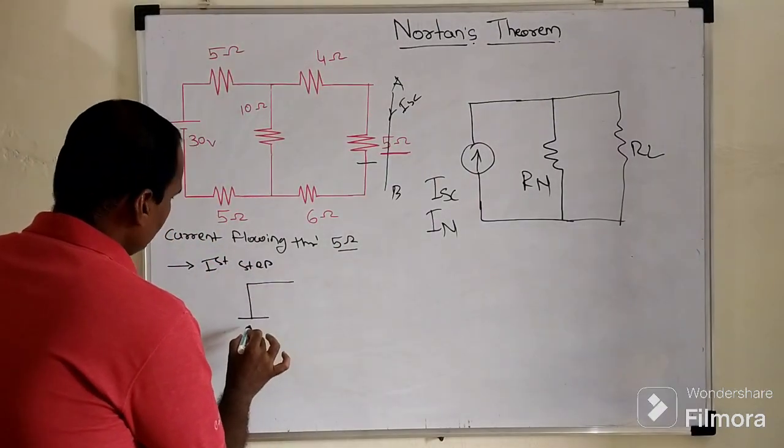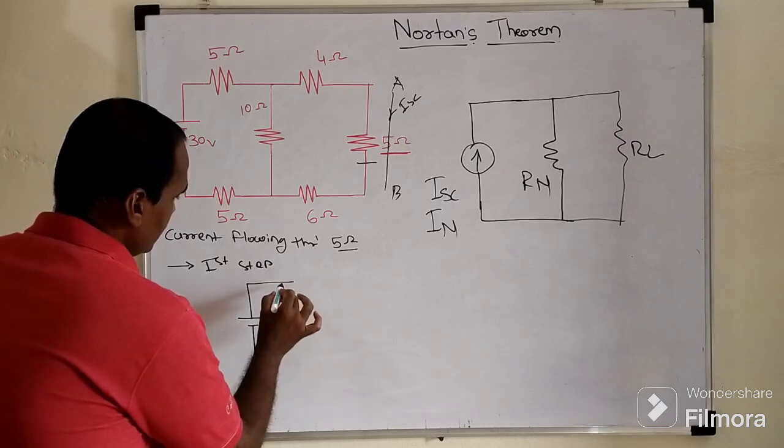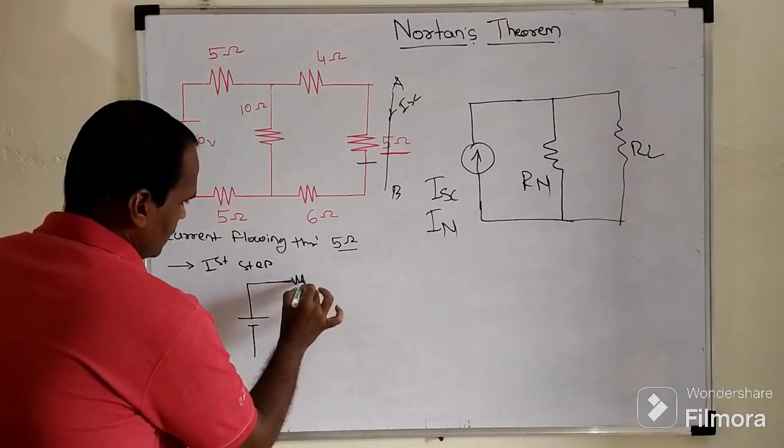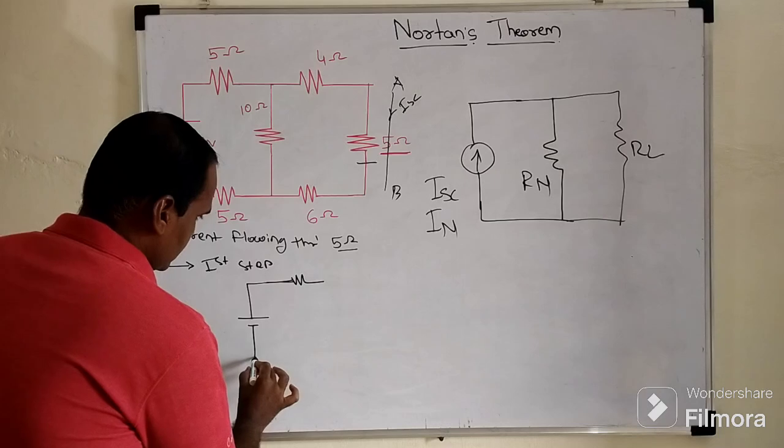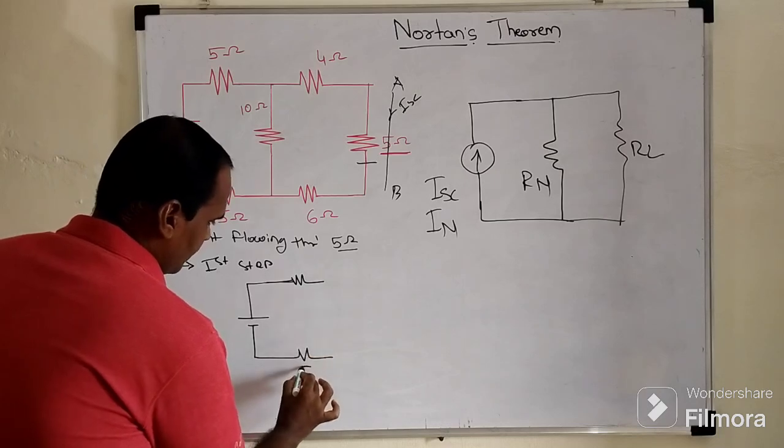This is our battery of 30 volt. This is a 5 ohm resistor. This is 5 ohm resistor 2.